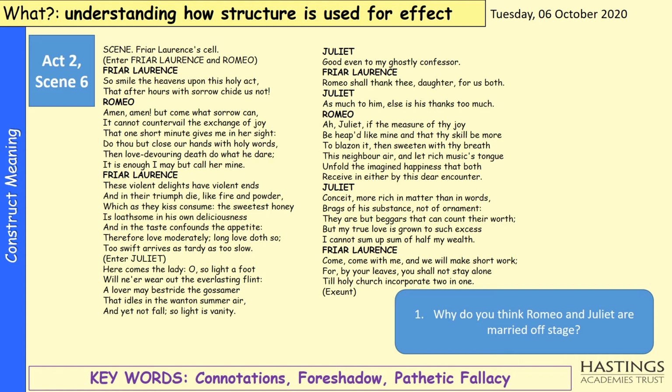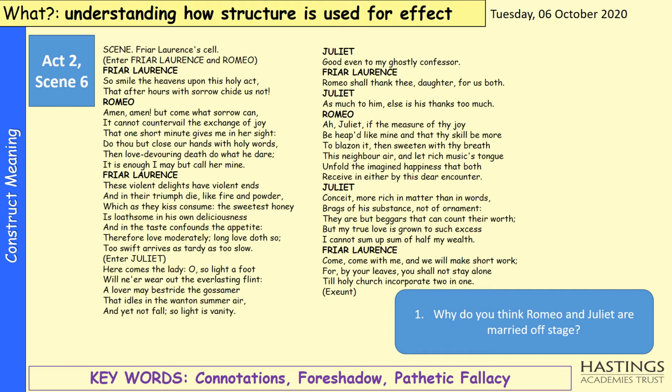Okay. And then Friar Lawrence at the end there says, come with me, we'll make short work. And he takes them off to be married. It seems a very brief, a very short scene for the moment almost that the audience has been waiting for, Romeo and Juliet to come together.